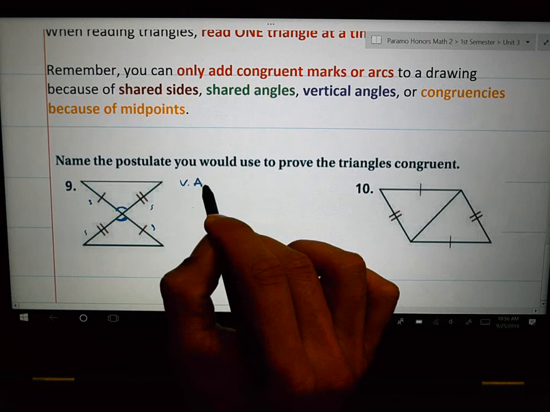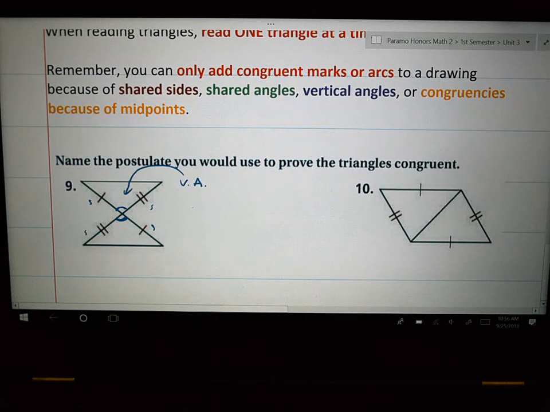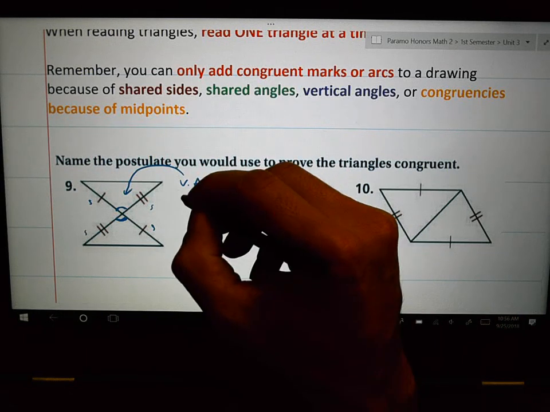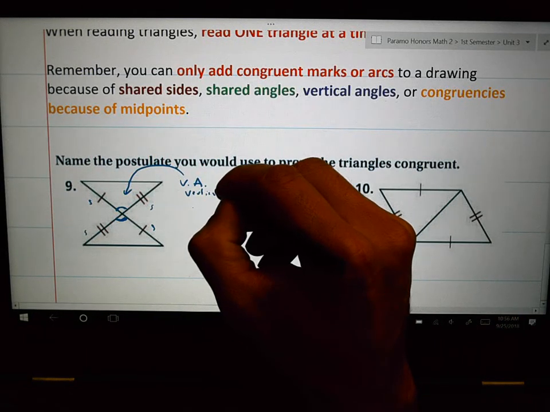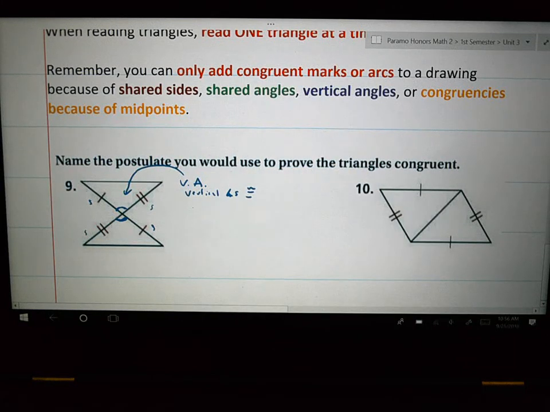You can only add things to your picture that you know for a fact are true. Vertical angles are always congruent. I'm even going to write that down. Vertical angles are always congruent to each other. I'm just writing that down because later on, as I get to the proofs, that might help me out.